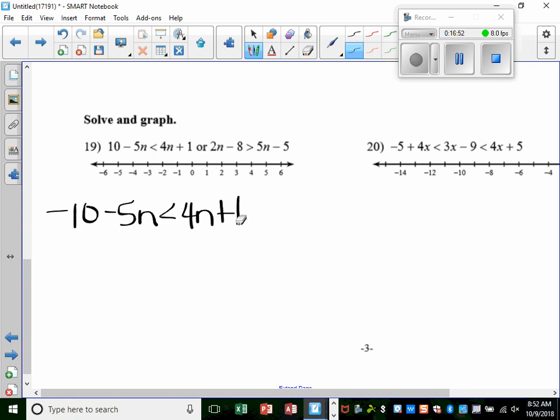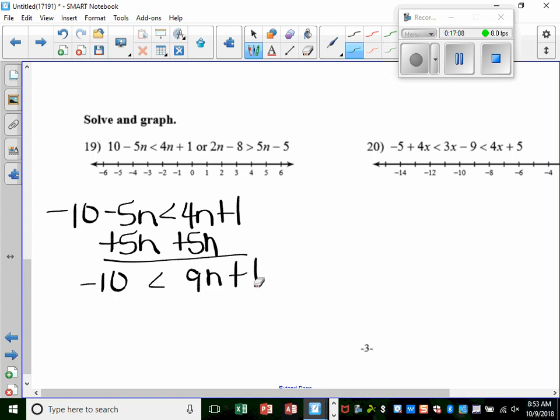So the first thing I'm going to do is move all my n's to one side and all my constants to one side. Doesn't matter which way you start. So let's say I do this. You could have moved the other one. It doesn't matter. Okay, subtract 1. What is that going to give me? That's going to give me negative 11. Is that right?